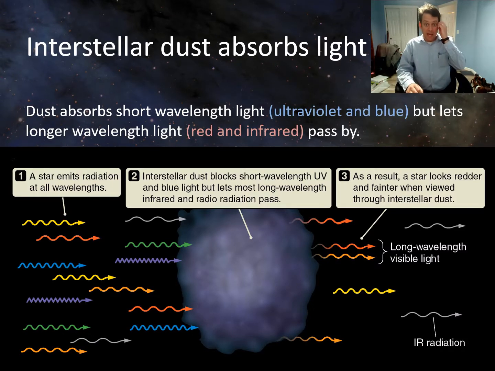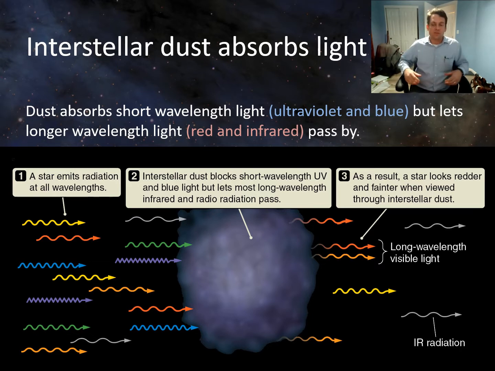Okay. Now, how do we know this, and why is it important? Well, one reason it's important is that dust absorbs short wavelength light. The high energy, short wavelength, high frequency light, namely the ultraviolet and the blue end of the spectrum, is going to be absorbed preferentially by dust. Whereas the longer wavelength light, the red and the infrared light, tends to pass through clouds of interstellar dust. And it turns out that's really important to understand because it makes an important impact on what we observe from Earth.